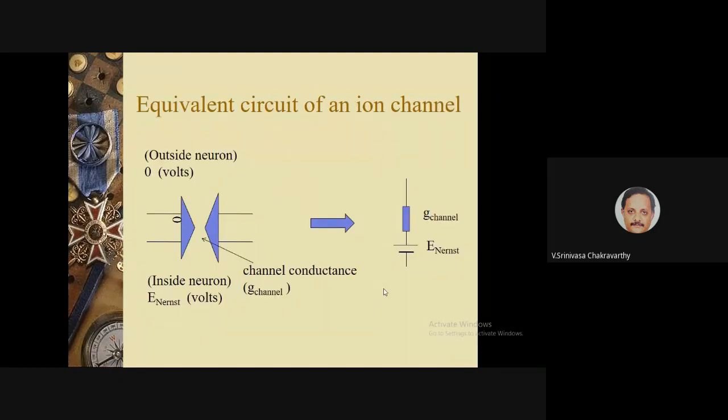So therefore, the equivalent circuit of an ion channel, so an ion channel is something that allows ions. The equivalent circuit is generally given as a conductance in series with a battery. This battery corresponds to the voltage that is generated by this ion concentration.